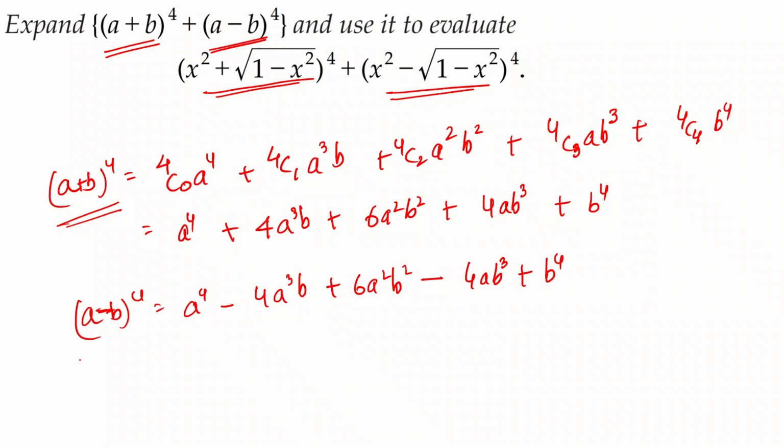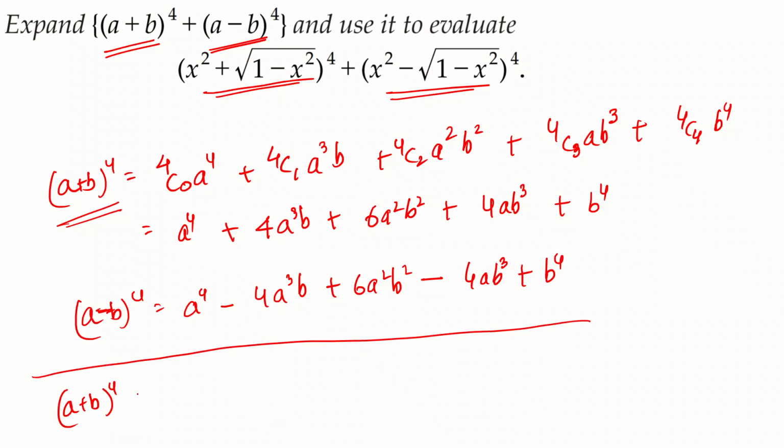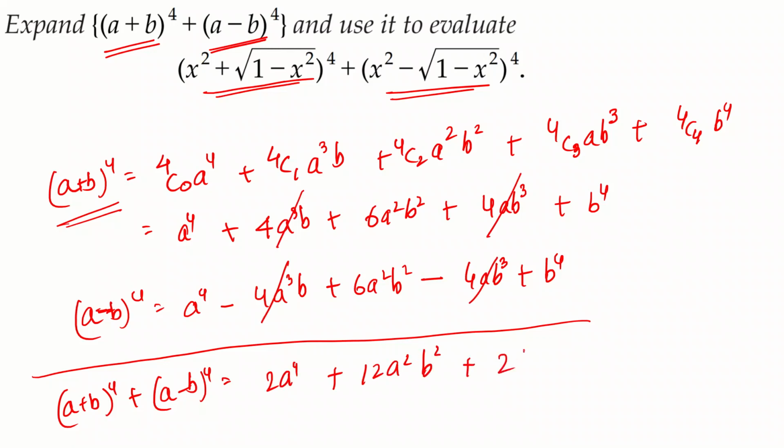Alright, now what if you add these two things? So if you add these two, on the left hand side we'll be having a plus b whole to the power of 4 plus a minus b whole to the power of 4 is equal to a power 4 plus a power 4 is 2a to the power of 4. 4a cube b minus 4a cube b cancels out. 6 plus 6 is 12a square b square. 4ab cube plus minus, so cancelling out. And lastly 2b to the power of 4. This is what we get on adding it.